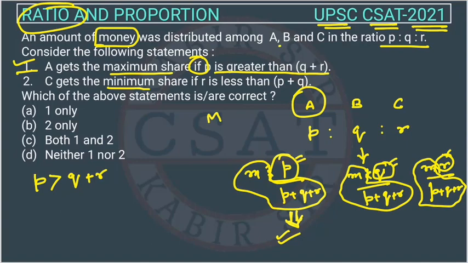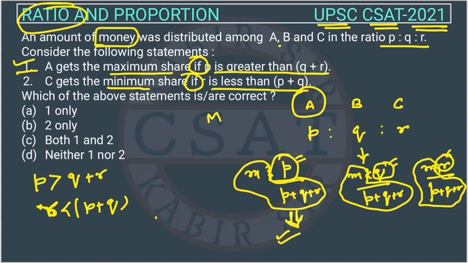The condition given is, if R is less than P plus Q, where P and Q are some amounts. So R is less than the sum of P plus Q. So the statement is saying that C will receive the minimum amount of money, right? So let's take some numbers and try it.